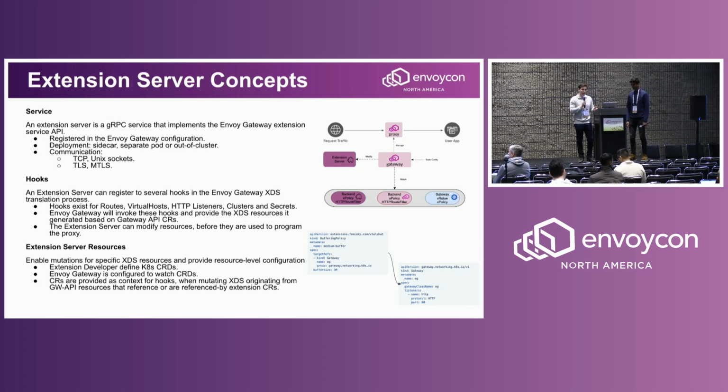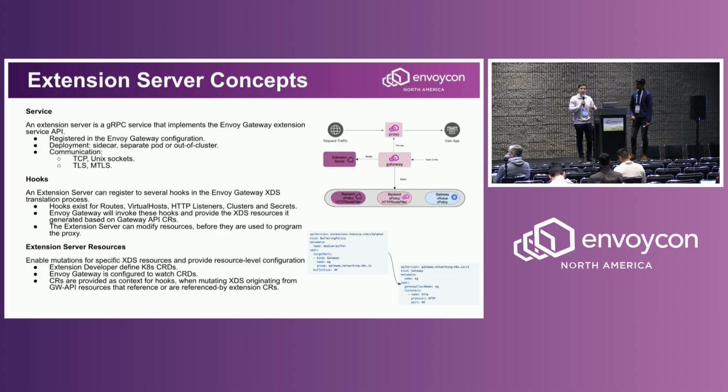First and foremost, we have the service itself. It is a gRPC server that implements an interface defined by Envoy Gateway. The communication with the service can occur over TCP or Unix sockets, and you can use TLS or mTLS if needed. And the service itself can actually be deployed anywhere. It can be a sidecar, it could be a separate deployment, can be out of cluster. And as part of the configuration of Envoy Gateway, you will provide the address of the extension server.